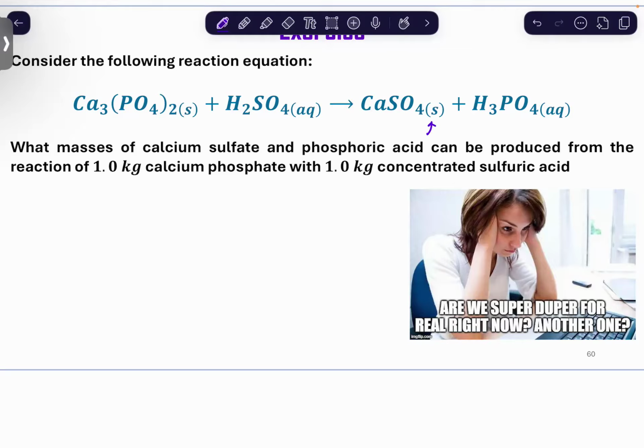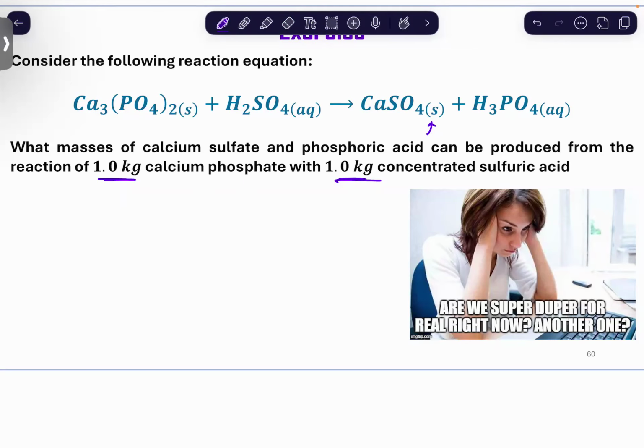So we say, what masses of calcium sulfate and phosphoric acid can be produced from the reaction of 1.0 kilograms of calcium phosphate with 1.0 kilograms of concentrated sulfuric acid. Now here's a little clue. You notice how I have an exact amount of each reactant? That should automatically trigger in your head, this is probably going to be a limiting reactant problem. A lot of problems you'll see would say 1 kilogram of calcium phosphate and then excess sulfuric acid. If it says excess, well, you already know that the one that's not in excess is the limiting reactant. But here, since we have an exact amount of each reactant, we need to figure out which one is the limiting reactant.